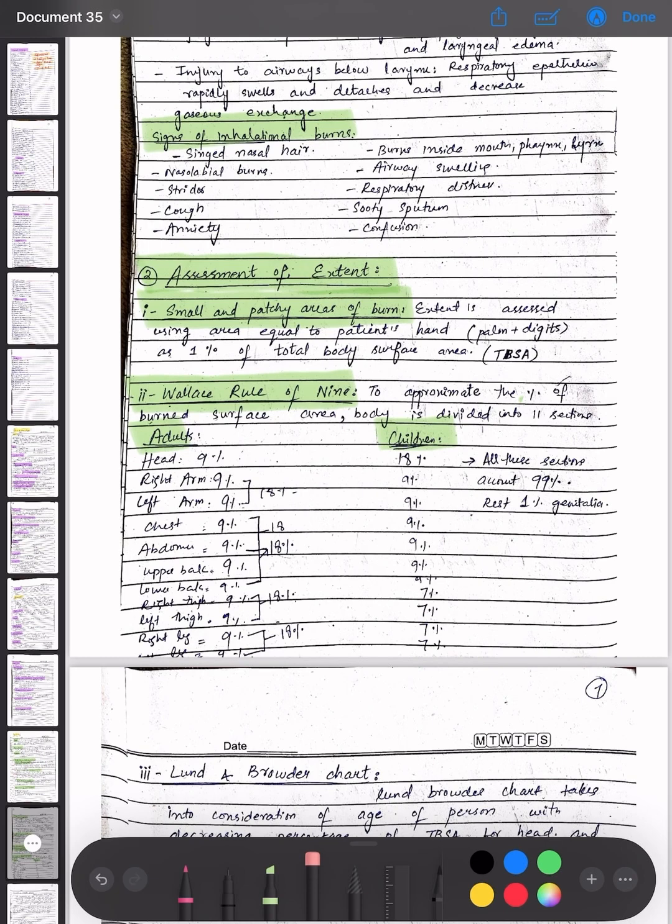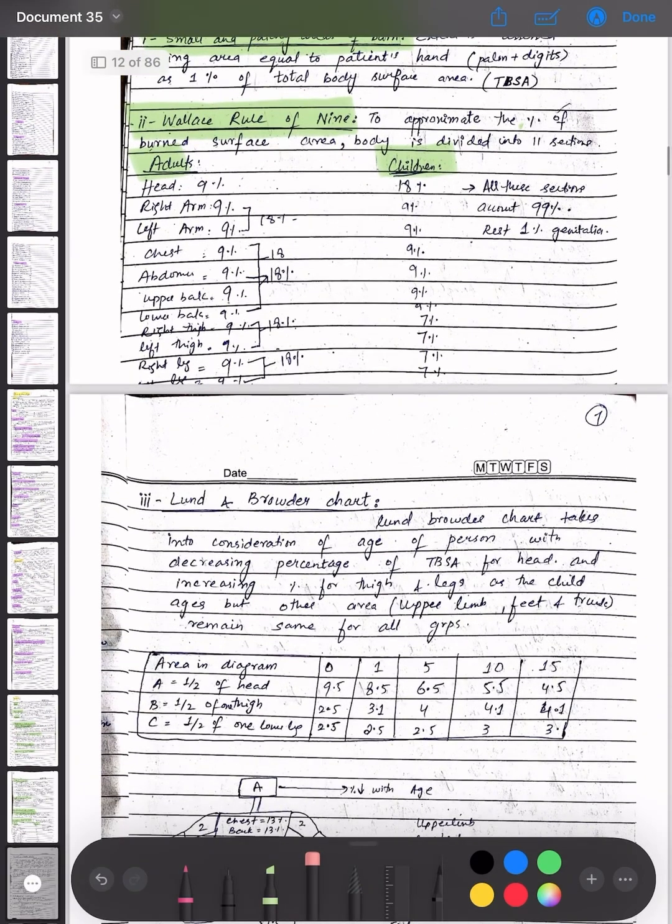The third one is the Lund and Browder chart. The Lund and Browder chart takes into consideration the age of the person, with decreasing percentage of total body surface area for the head and increasing percentage for the thigh and legs as the child ages, but other areas, upper limb, feet and trunk, remain the same for all groups.